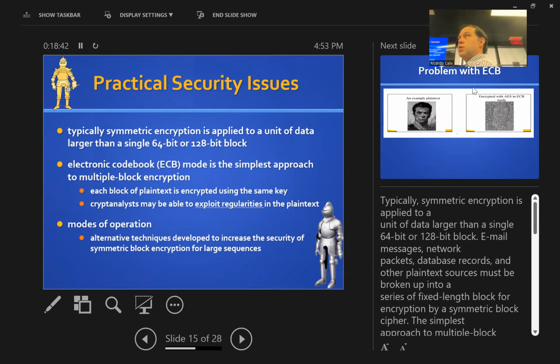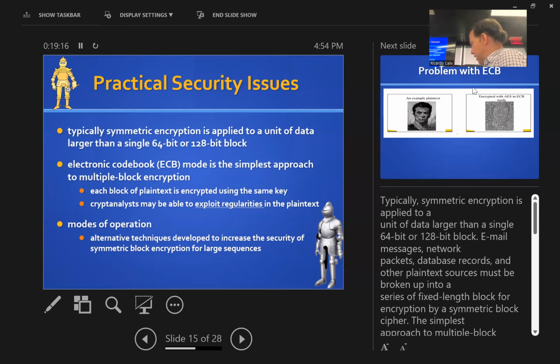We still need to do that encryption scheme by hand, so we'll go over that at some point. Each block of plaintext is encrypted using the same key, and cryptanalysts may be able to exploit regularities in the plaintext. That's something we already saw when we could still see the triangle and the circle in the encrypted image.